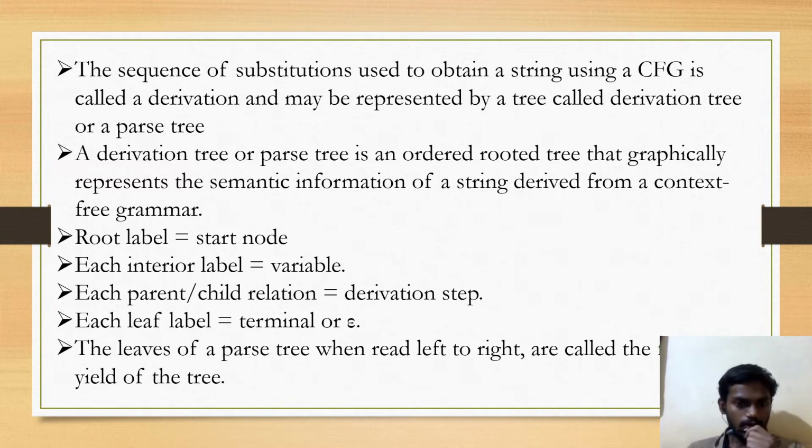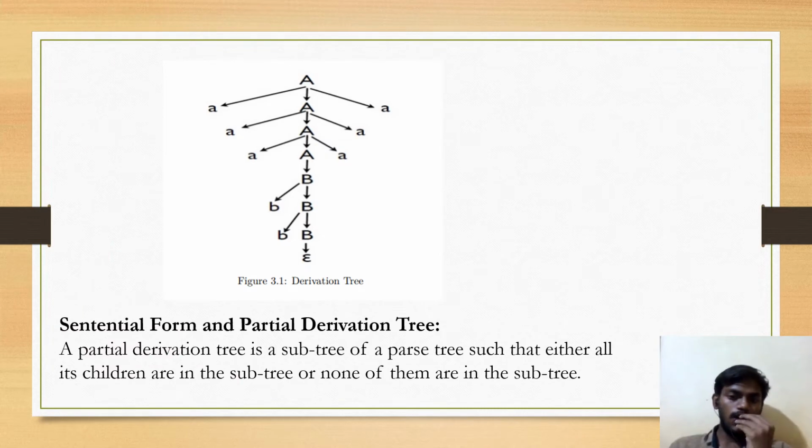Root label is equal to start node. Each interior label is equal to variable. Each parent-children relation is equal to derivation step. Each leaf label is equal to terminal or epsilon. The leaves of the parse tree, when read from left to right, are called the yield of the tree. Here is the diagram showing the derivation tree.